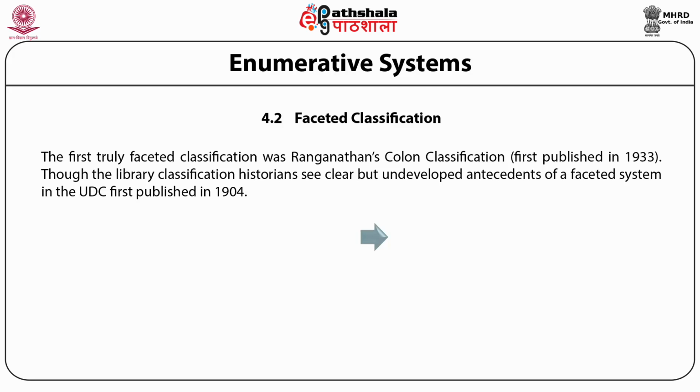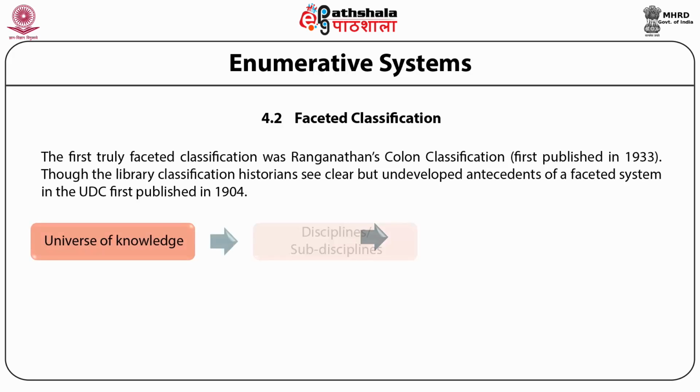So in a faceted classification, there is no long list of all the subjects. It's not a dictionary or long list of subjects as in the enumerative classification. In the faceted classification system, the universe of knowledge is broken from the whole into the smallest parts called isolates. Let us see the diagram. In a faceted classification system, the universe of knowledge is broken into disciplines and subdisciplines.